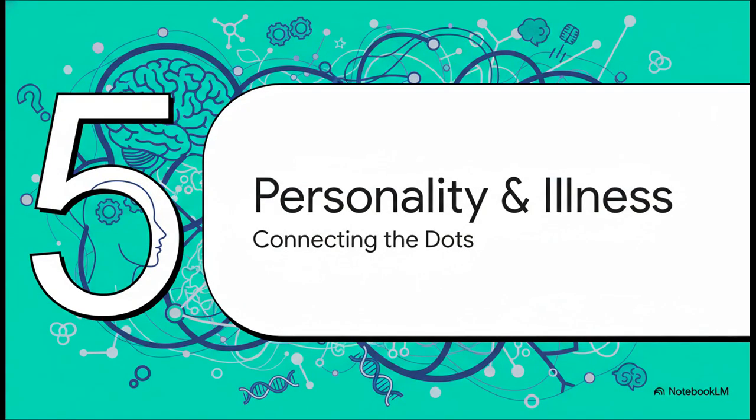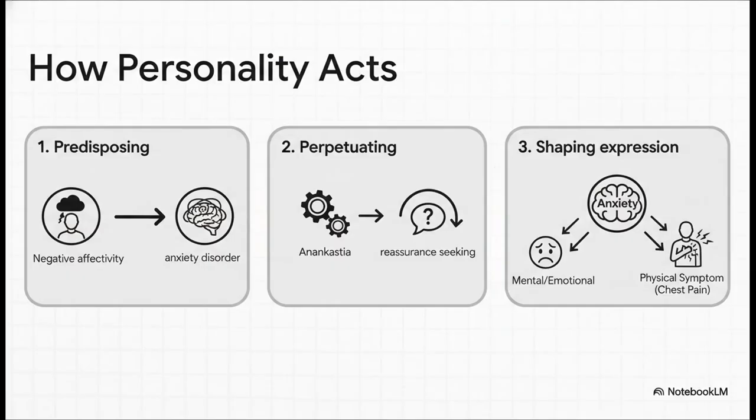And this is where we connect all the dots, right? The entire goal of this assessment is to see how these long-standing traits are actively shaping what you are seeing in the clinic today. This is the so what. So just remember, personality can act in three main ways. It can predispose someone to an illness, it can perpetuate the symptoms once they've already started, or it can totally shape how that illness expresses itself, both physically and emotionally.